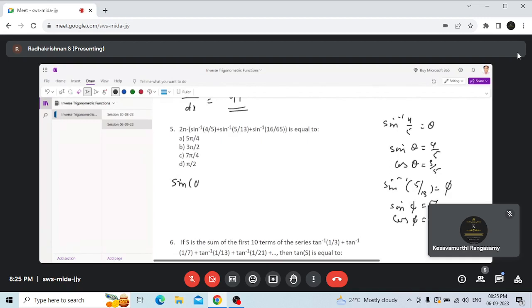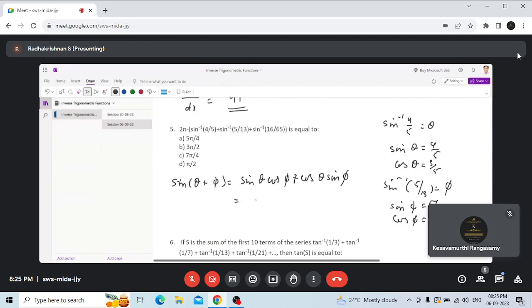So you write sin of theta plus phi equal to sin theta cos phi plus cos theta sin phi. So we have all the values here.